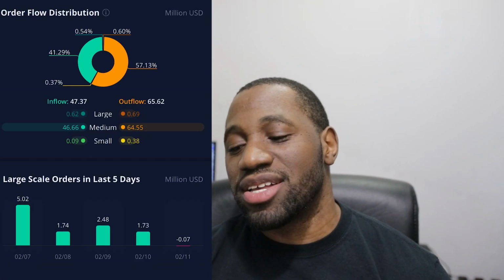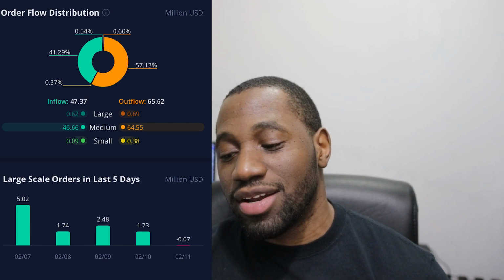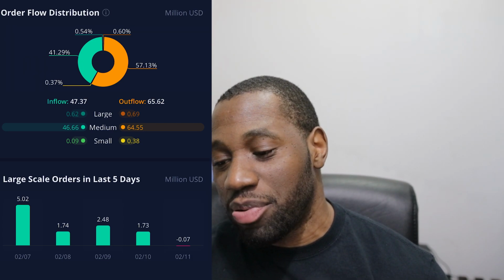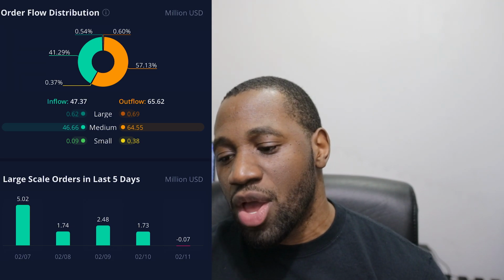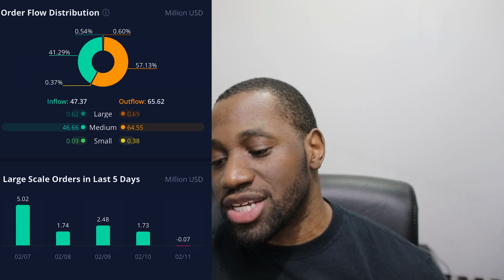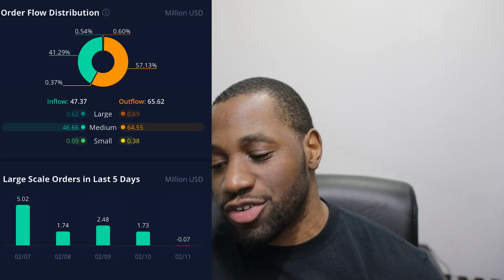Now let's take a look at the order flow distribution for DWAC. We see here on the inflow it's at 47.37, and on the outflow it's at 65.65. So we had an outflow day. Taking a look at the breakdown on the inflow side, on the large it was 0.62, on the medium it was 46.66, and on the small it is 0.09.